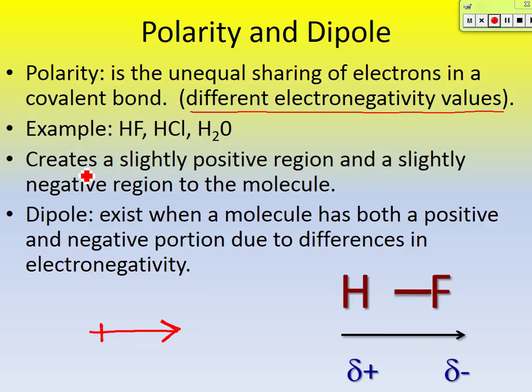When that polarity exists, we say that there's a dipole. Let's break this word down. What does di mean, guys? It means two. And poles just means there's two separate sides. So a dipole exists when a molecule has both a positive and negative portion due to differences in electronegativity.